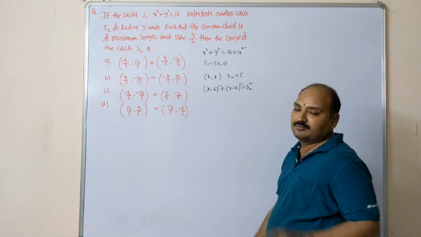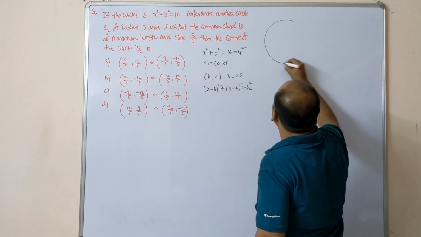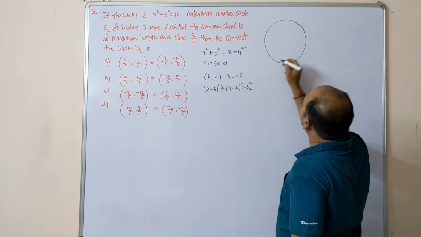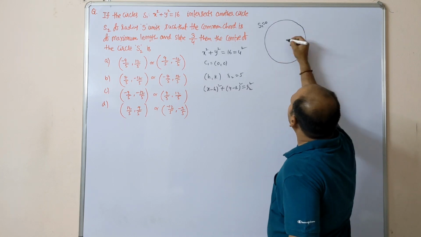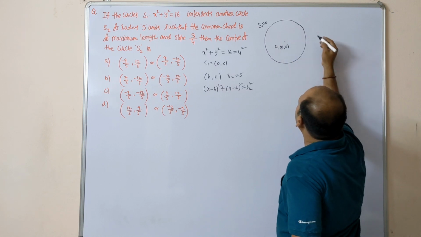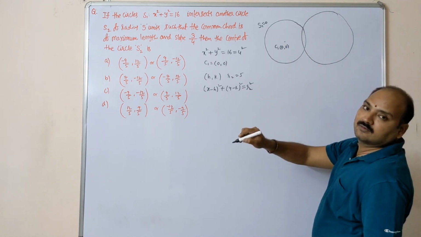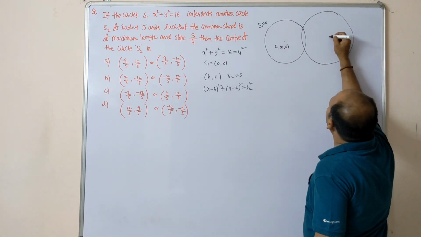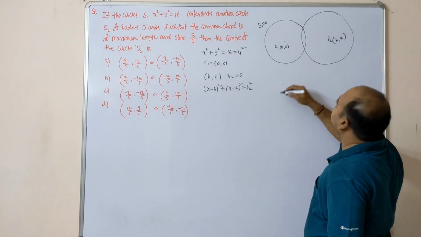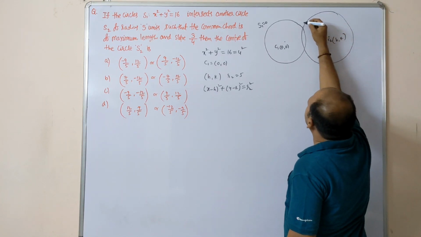So one circle is intersecting another circle, and the figure will come like this, dear students. This is S1 equals 0 circle, center 0, 0, C1. This circle intersects another circle whose center is C2. We don't know that h, k. The radius of this circle is 5 units, they mentioned. So the common chord is of maximum length, they said.